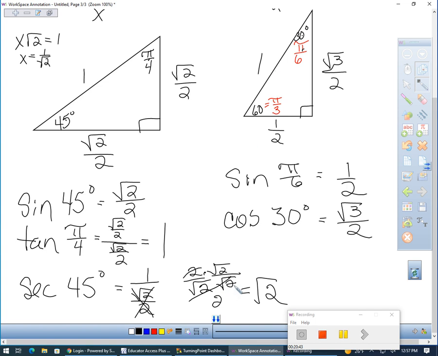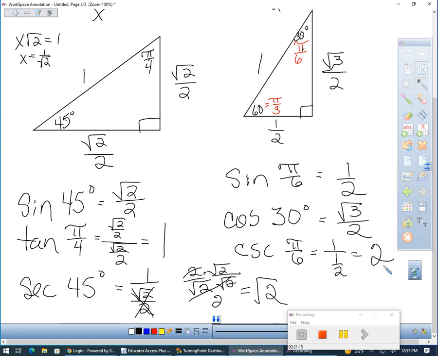How about let's do cosecant of pi over 6. Cosecant is hypotenuse over opposite. So that's 1 over 1/2. Well, how does that simplify? Yep, times by 2 over 1, and we get 2. Correct. Okay, that's the last section.